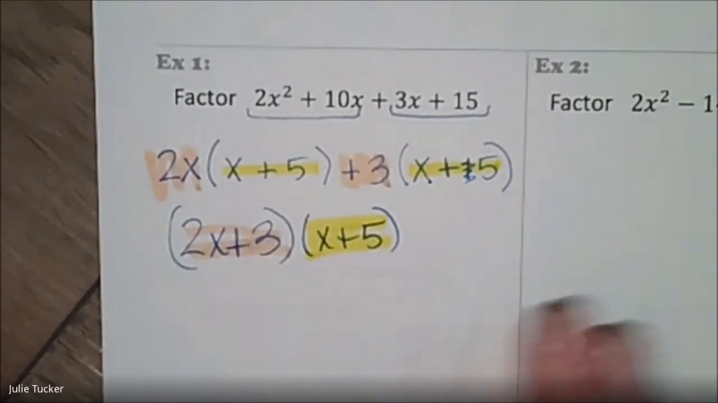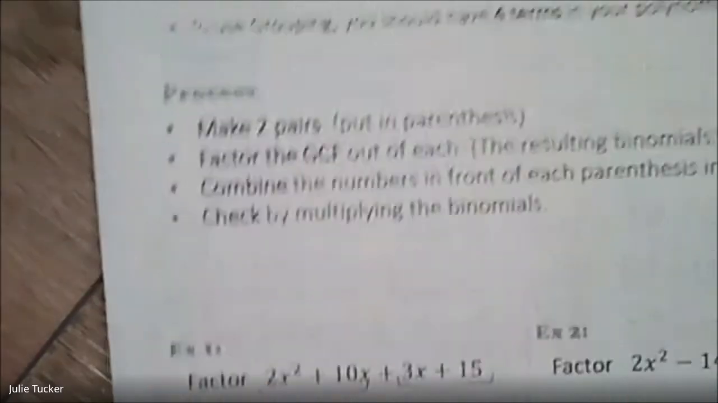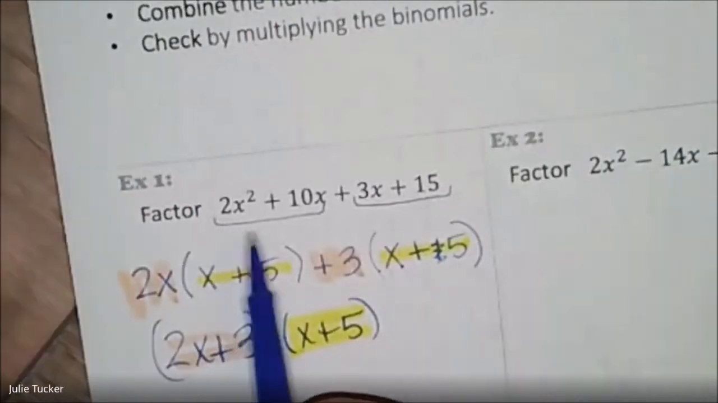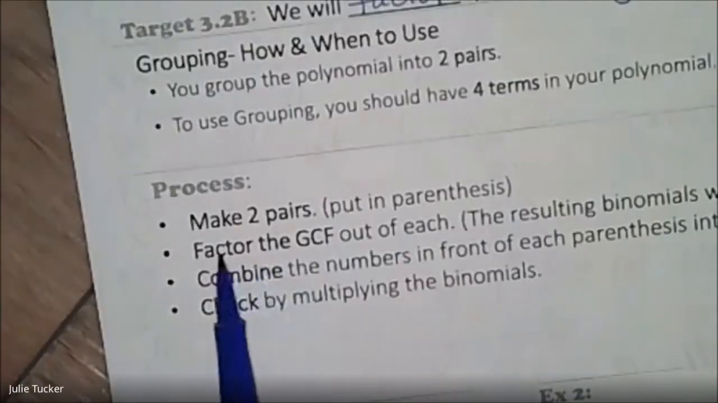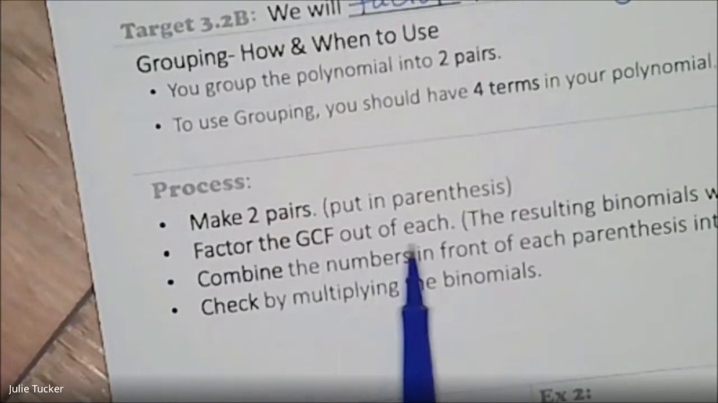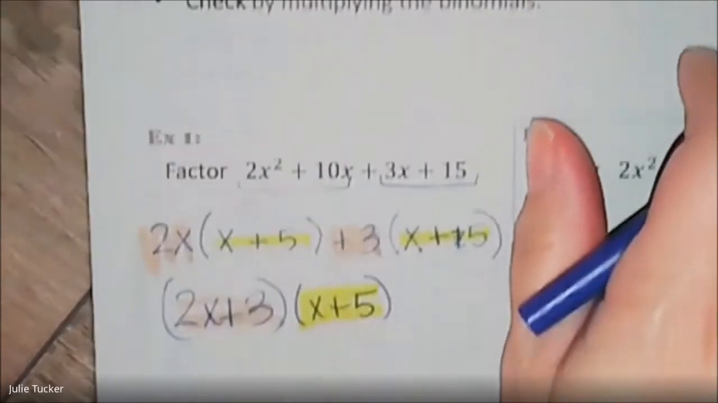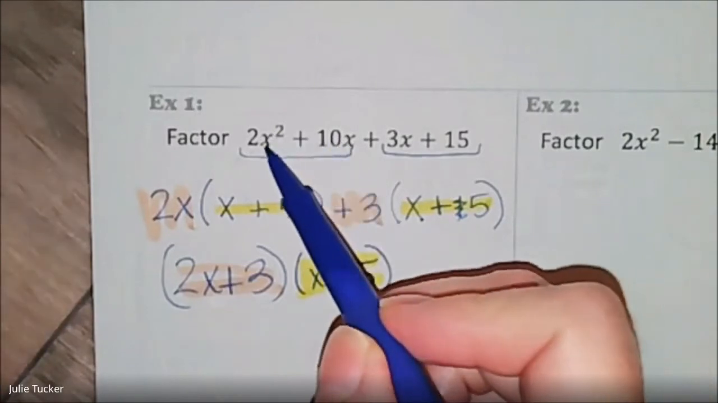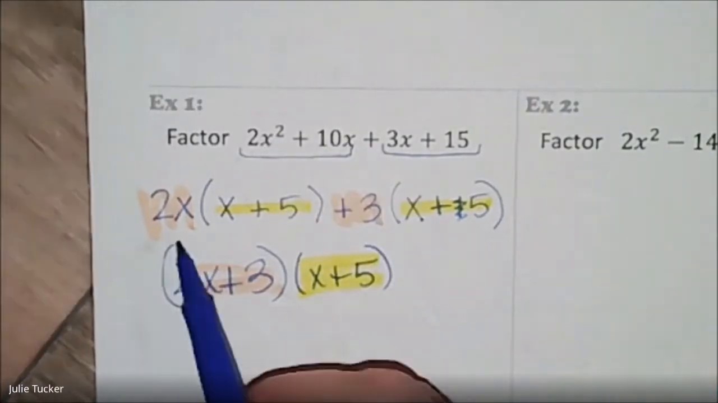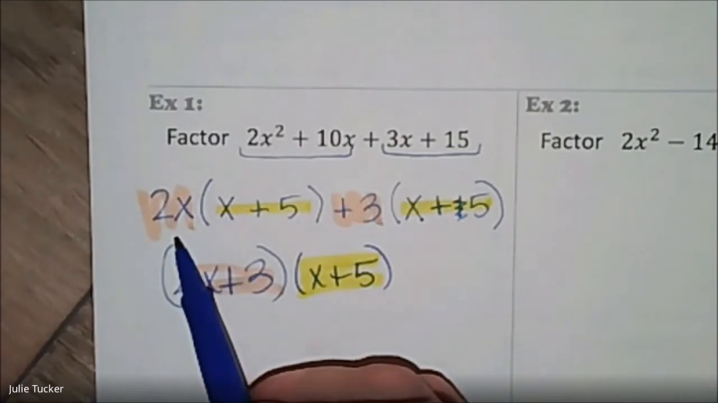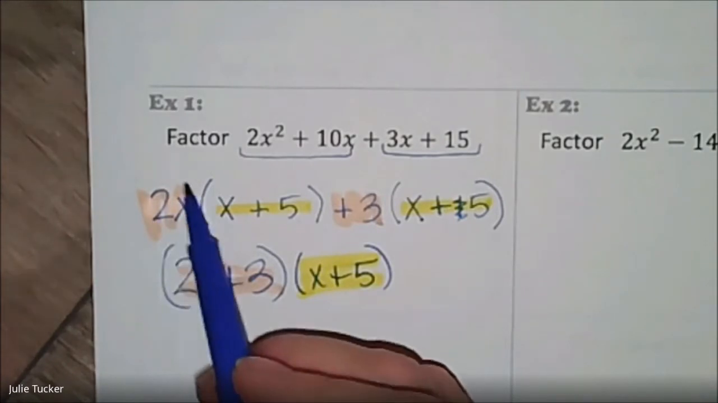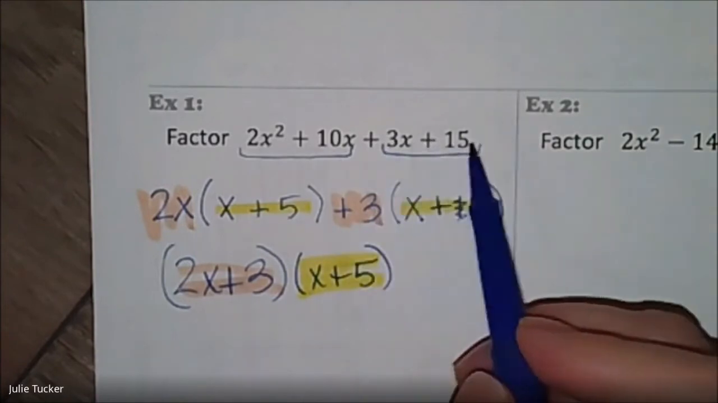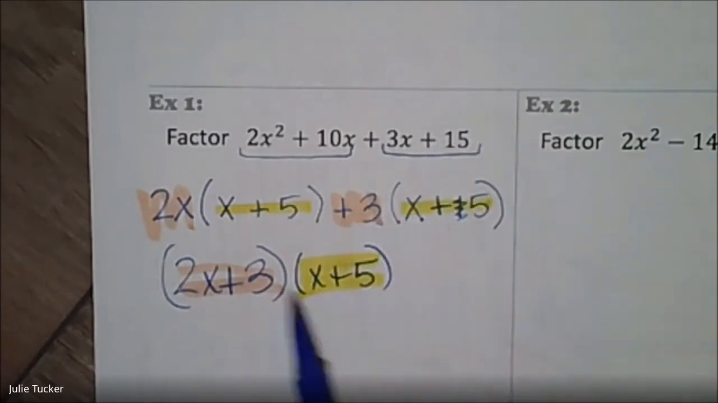So let me read you through the steps again. Make 2 pairs, and that's what we did right here, right? We made 2 pairs. Factor the GCF out of each. So that was what I did when I thought, what number divides into 2 and 10, and what x divides into x squared and x? That gave me the 2x. So that's called factoring out the GCF when I divide this 2x out of that. And then out of this one, I divided the 3 out, right?